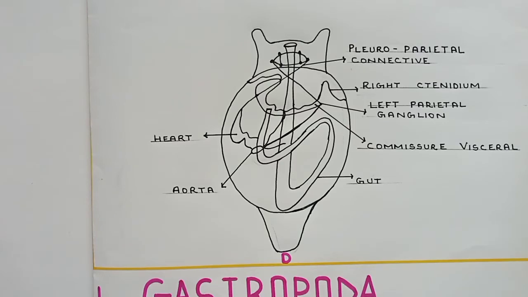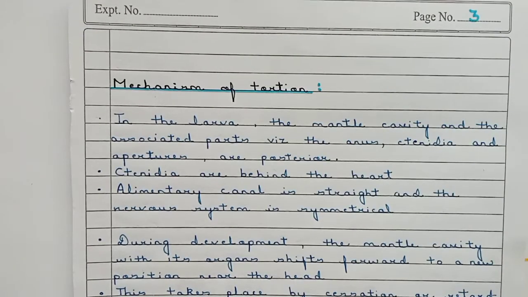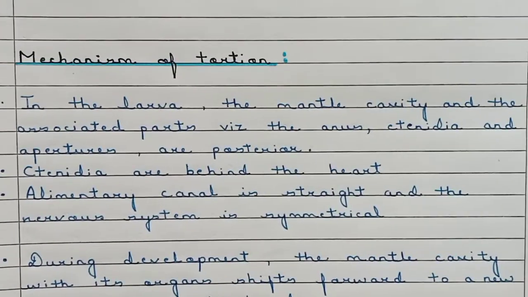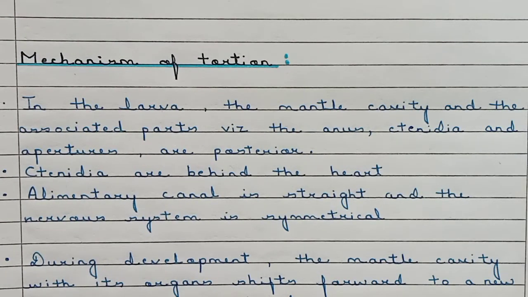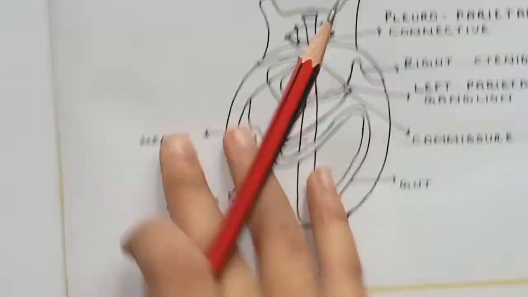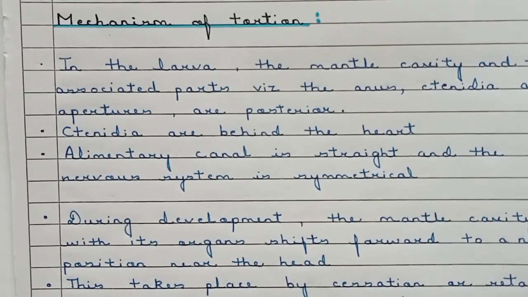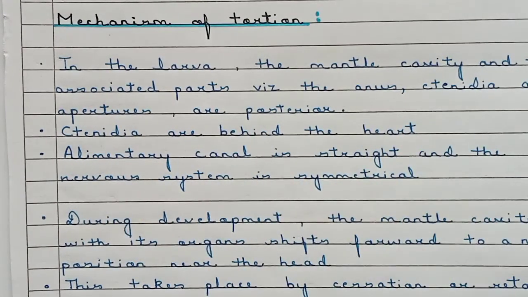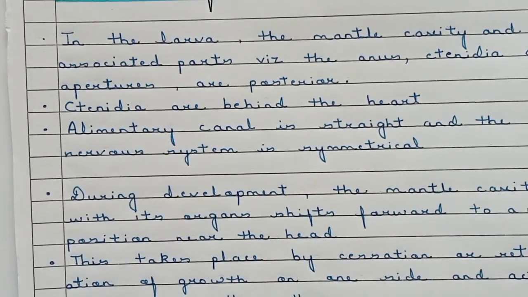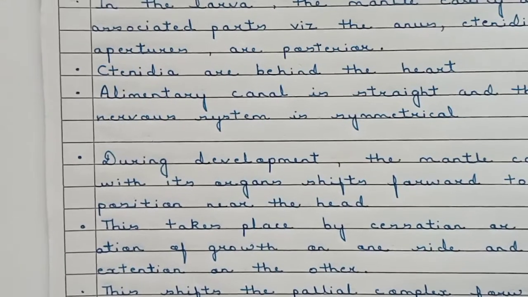Now let us discuss the mechanism again. We'll just revise. So what's happening is that first in the larva, the mantle cavity and the associated parts, anus, tenidia and renal apertures, all these lie on the posterior side of the body, right? And the tenidia is behind the heart. The alimentary canal is straight, and the nervous system is symmetrical, right?